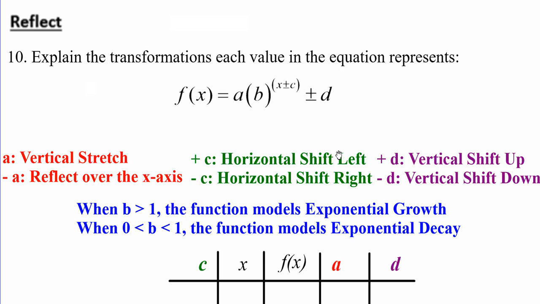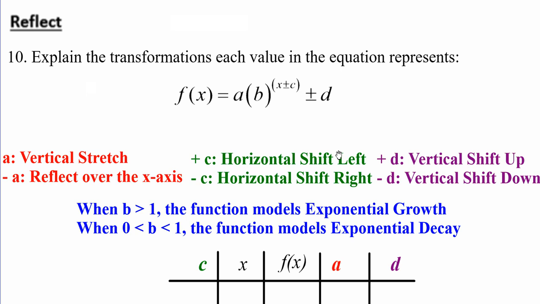B, again, determines whether it's growth or decay. So if B is greater than 1, we know it's going to be growth. If B is less than 1 but greater than 0, we know it's decay. Then notice if you have something being added or subtracted in with the x, the input in the exponent, that's going to be a horizontal change, going left or right. And notice it's the inverse of what you think it is. If something was being added to the x value, we're actually going to the left. And if it was being subtracted, it's going to the right. This is similar to what we were doing with our point slope form.